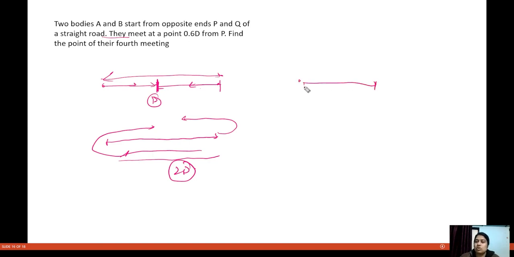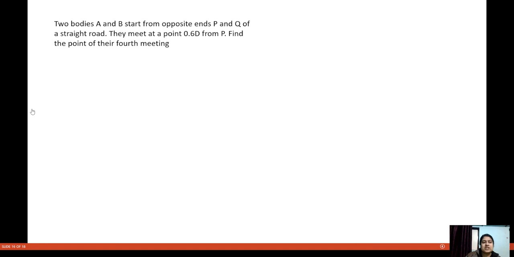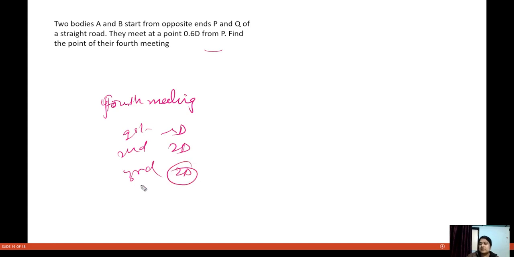So whenever two bodies are moving towards each other from points A and B, the first meeting will be at d, the second meeting at 2d, the third meeting at 2d, and so on. Now in this question, we are asked the point where they will have their fourth meeting. First meeting at d, second meeting at 2d, third and fourth meetings again 2d each. So by the time they meet for the fourth time, they have covered the distance 7d.